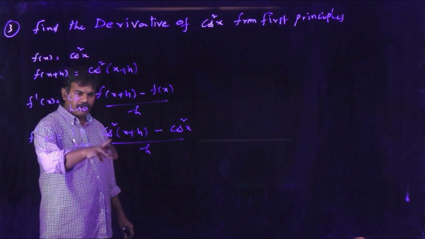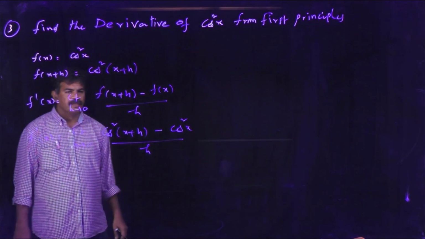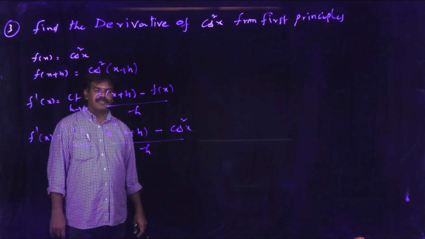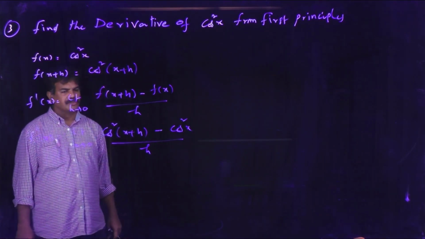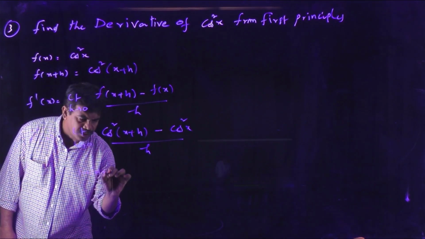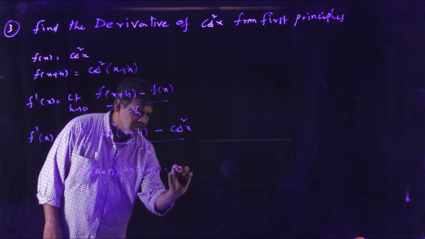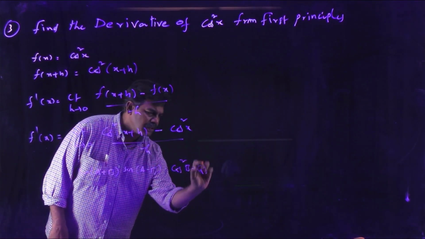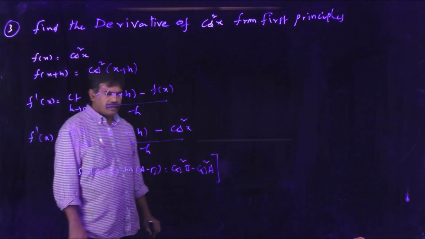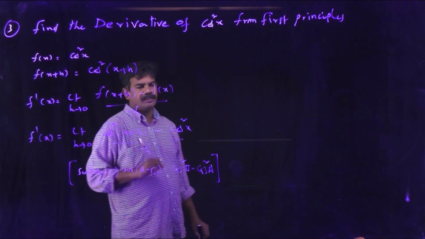So it is in the form of cos square b minus cos square a. We have the formula sin of a plus b into sin of a minus b, that is sin square a minus sin square b, and also cos square b minus cos square a, that is sin of a plus b into sin of a minus b is equal to cos square b minus cos square a. Now we use this formula. Here a is equal to x and b is equal to x plus h.